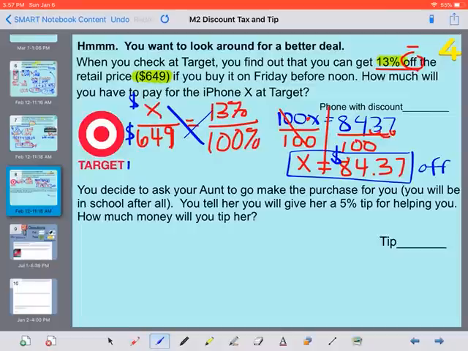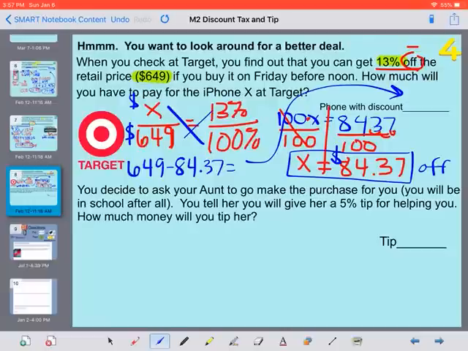So we're going to take our original price, $649, and subtract $84.37 to give us our total, which we'll put right up here. $649 minus 84.37. We only have to pay $564.63. So it seems like a better deal to get it at Target.